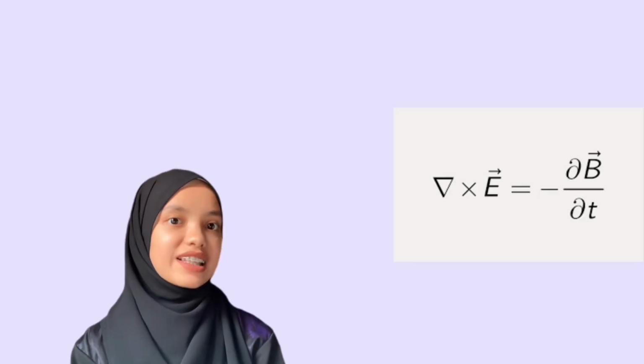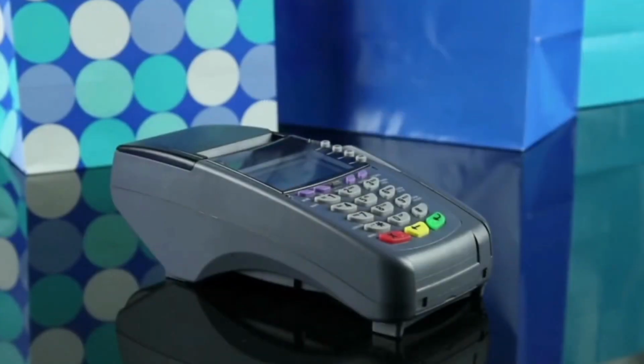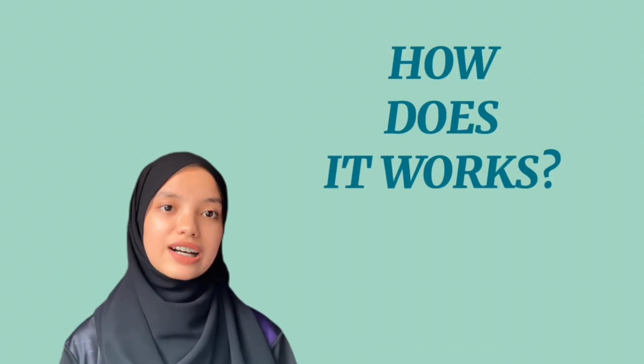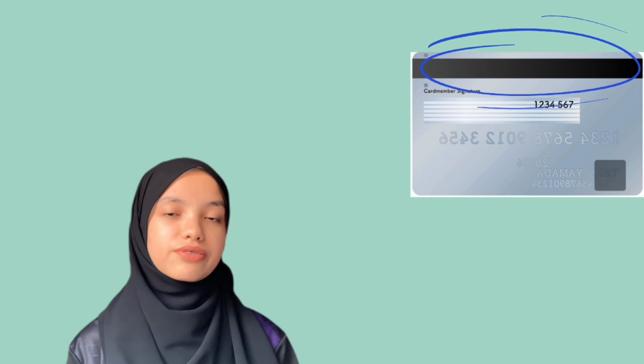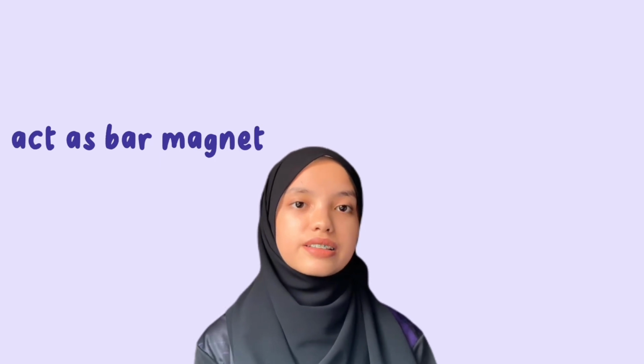One of the applications for the third Maxwell equation is the magnetic card reader. Let me share with all of you how the card reader works. As we can see on the back of the card, there is a magnetic stripe which contains a layer of ferromagnetic material, typically iron oxide, embedded in a plastic substrate with information stored in it. This material helps it retain its magnetic properties even after an external magnetic field is removed. The stripe acts as a bar magnet.